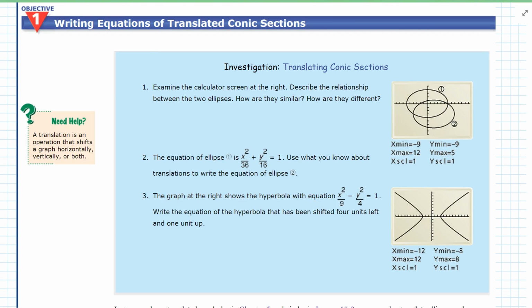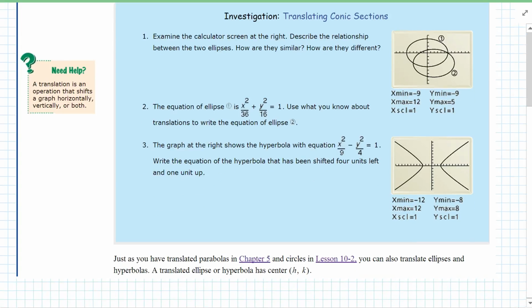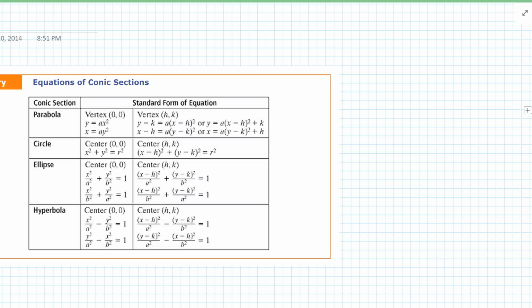First, we're going to learn how to write the translated conic sections. If we have a graph, basically we learned a long time ago parent functions, we can see how these ellipses to the right are the same but different. We just translated them. The graph at the right shows a hyperbola here, and we could easily rewrite the graph by translating it with the x and y values. Okay, our h and k's.